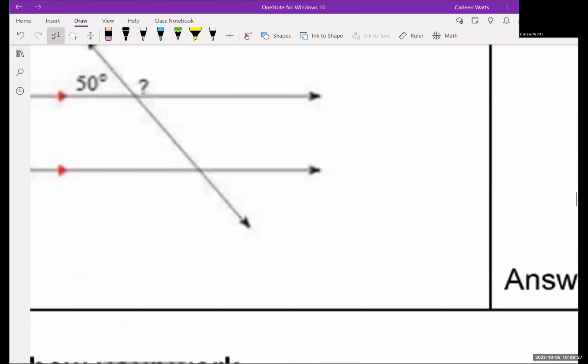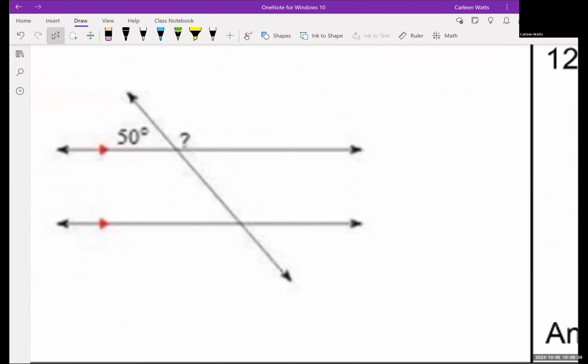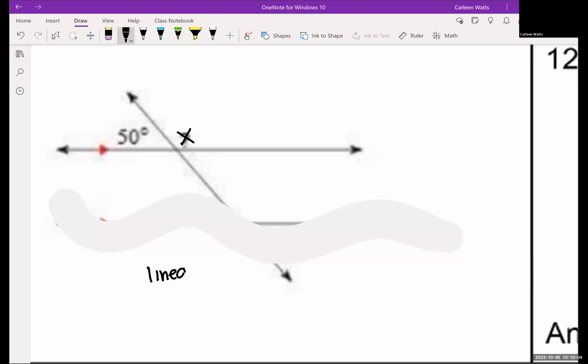Number 11. We need vocabulary and solve. I don't even need this line. They're on the same line. So there's only 2 categories that are on the same line. We call these linear pair. And X is equal to 180 minus 50, which is 130.